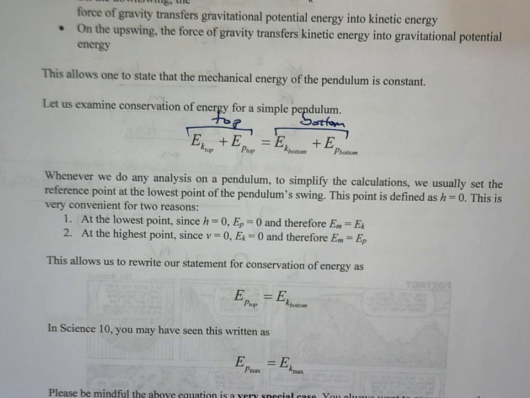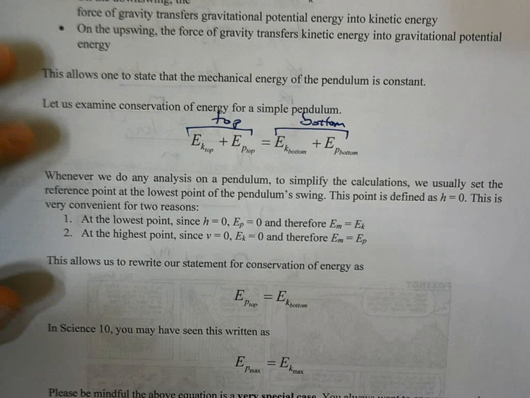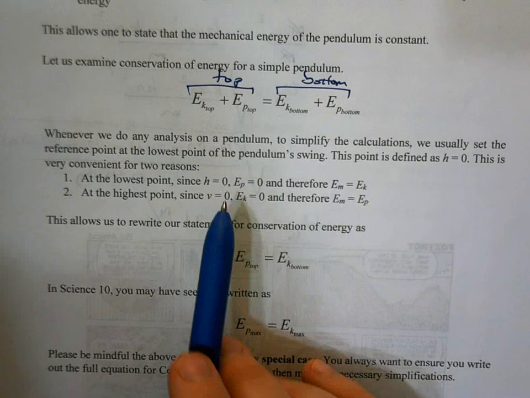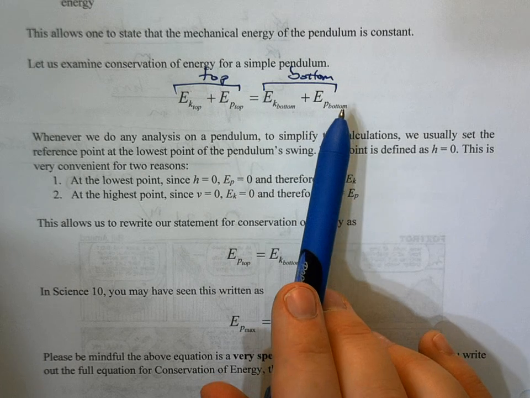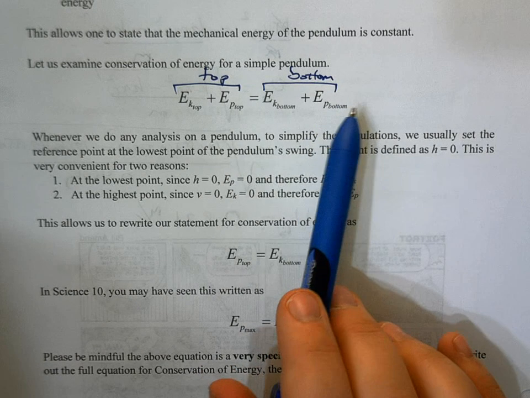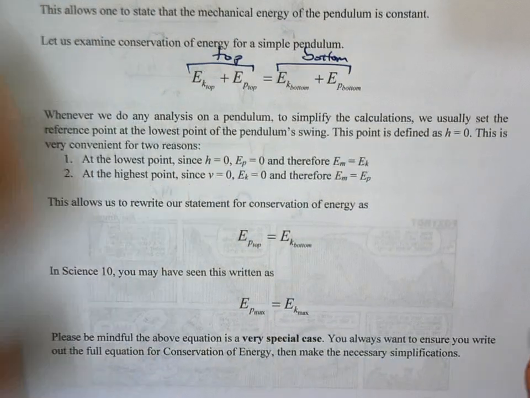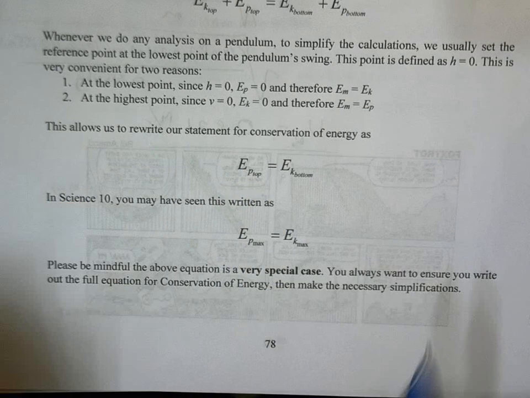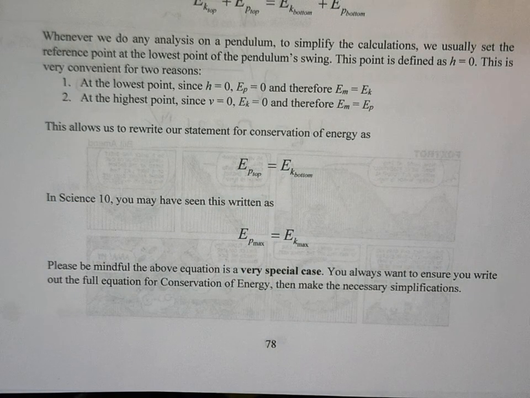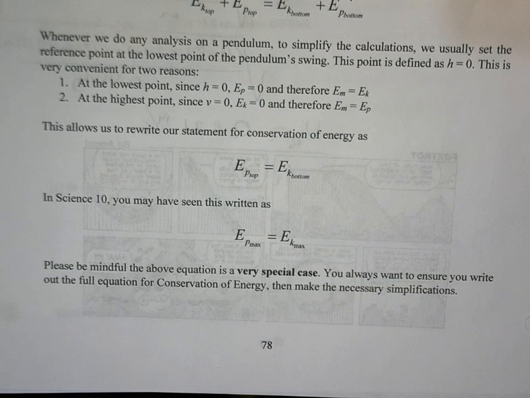Now, as we said, we're going to simplify our analysis a little bit. At the top, we know the kinetic energy should be 0 because it's not moving. It's at maximum height. So we're going to set this term to 0. And at the bottom, we're going to set that as a height of 0, so we're going to set EP bottom to be 0. That allows us to write this statement like this: E potential at the top is equal to EK at the bottom. Now, in Science 10, you've probably seen this written as EP max equals EK max, or the maximum potential energy is equal to the maximum kinetic energy.